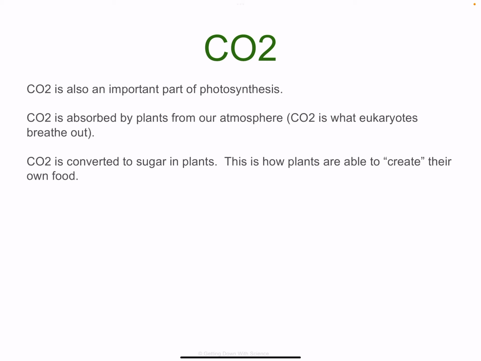What about the CO2? So we figured the first part of our reaction, right? CO2 plus H2O plus light gives us glucose and oxygen. Well, we just talked about what water does. Here's what carbon dioxide does. So carbon dioxide is important as well. CO2 is absorbed by the plants from our atmosphere. So we breathe out CO2, right? This is what our eukaryotes breathe out. Every time we talk, we're breathing, we're releasing carbon dioxide. The plants bring that into their cells.